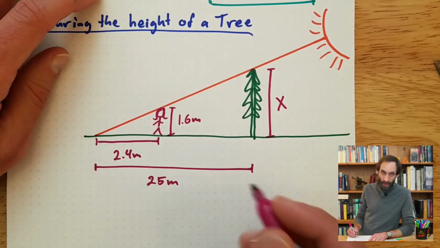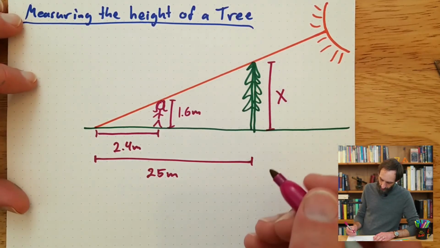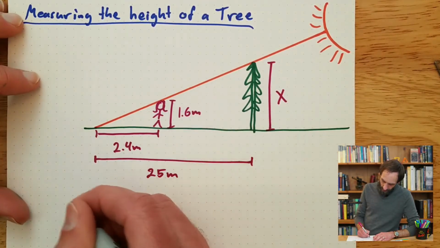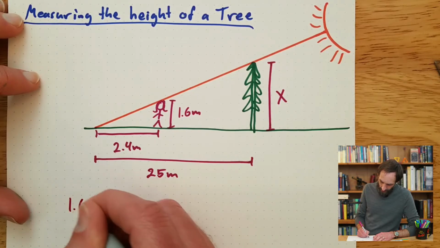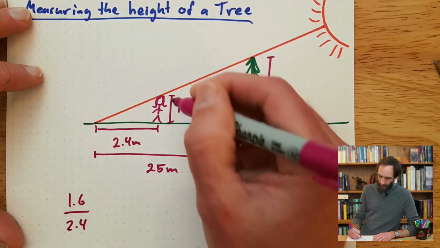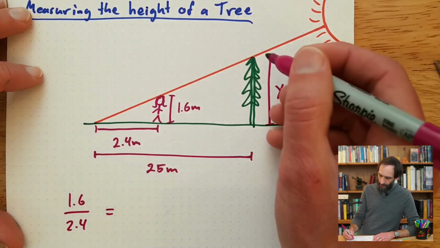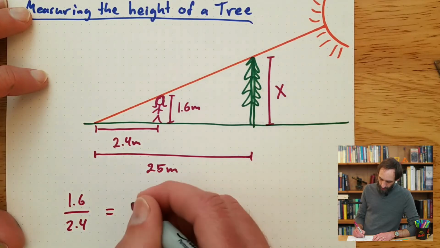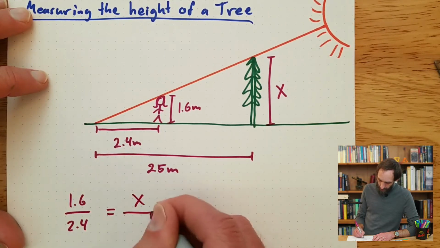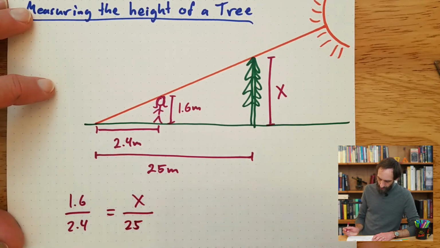So here we're going to set up our equation, our fractions. So the person ratio is 1.6 over 2.4, the height of the person and the length of the person's shadow. And now the tree, well, the height of the tree is unknown, so we put in x, and the length of the tree's shadow, 25.